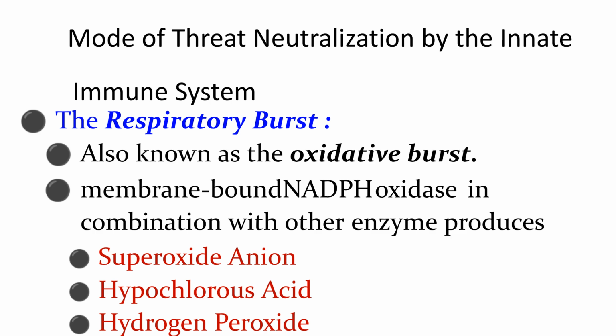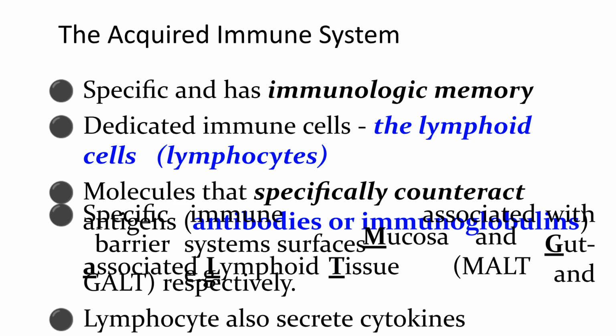Threat neutralization by the innate immune system often involves the respiratory or oxidative burst. This process, mediated by membrane-bound NADPH oxidase and other enzymes, produces substances like superoxide anion, hypochlorous acid, hydrogen peroxide, and chloramines. The acquired immune system is specific and has immunological memory.